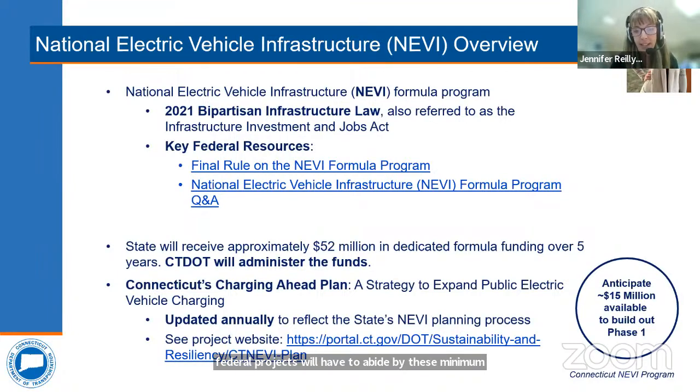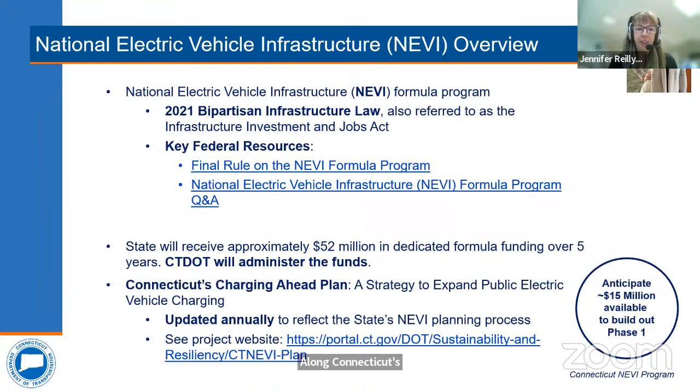Connecticut has been allocated $52 million of formula funds for NEVI over a 5-year time frame from the IIJA. And DOT will be administering the funds. For phase 1, which is what this program is talking about, this LOI process, we anticipate about $15 million will be available to complete the build out of the DC fast charging network along Connecticut's alternative fuel corridors.